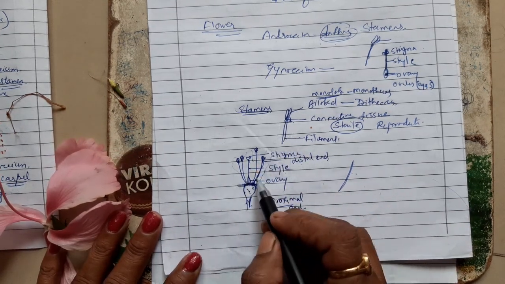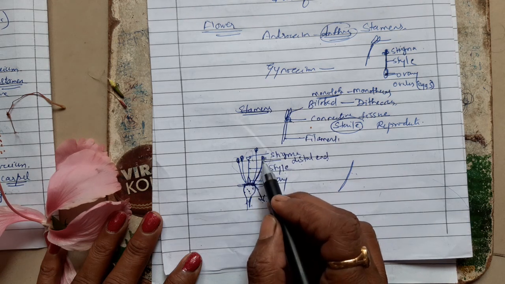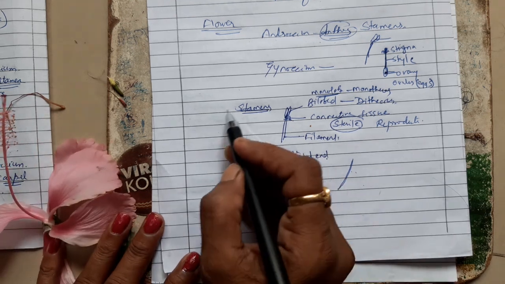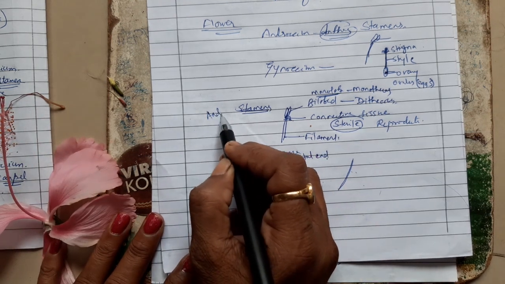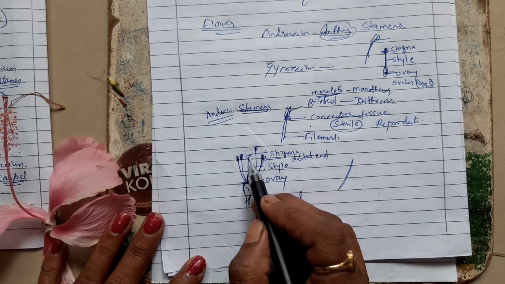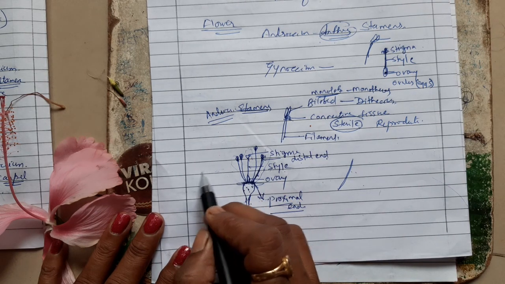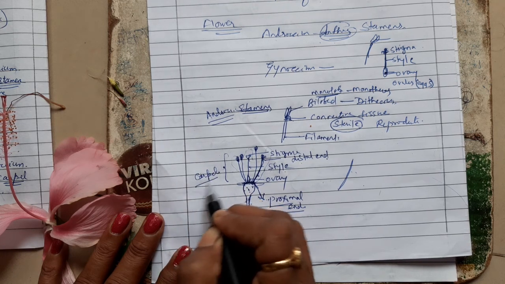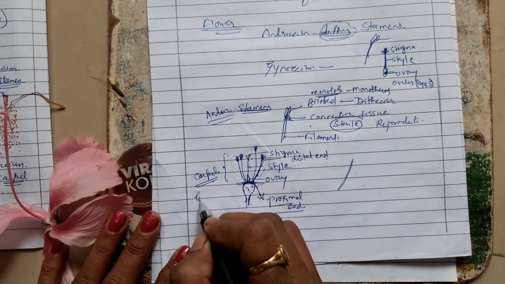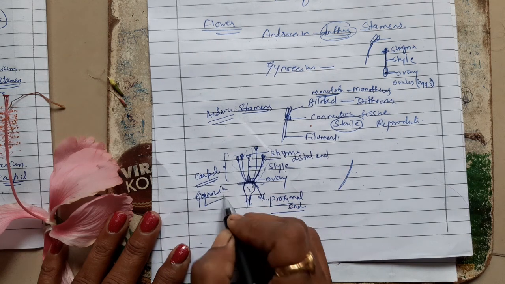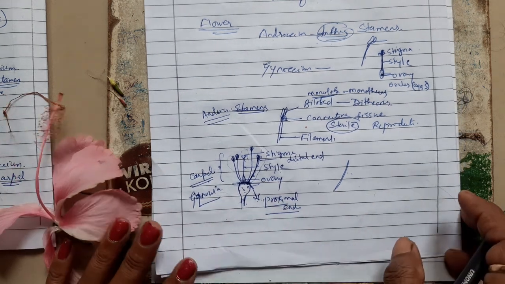Now the anther and filament together make a stamen, and many stamens together make an androecium. And here the ovary, style and stigma make the female part, and it is called a carpel. Many carpels together, all these three parts together, are called the gynoecium. So this is the structure of the flower.